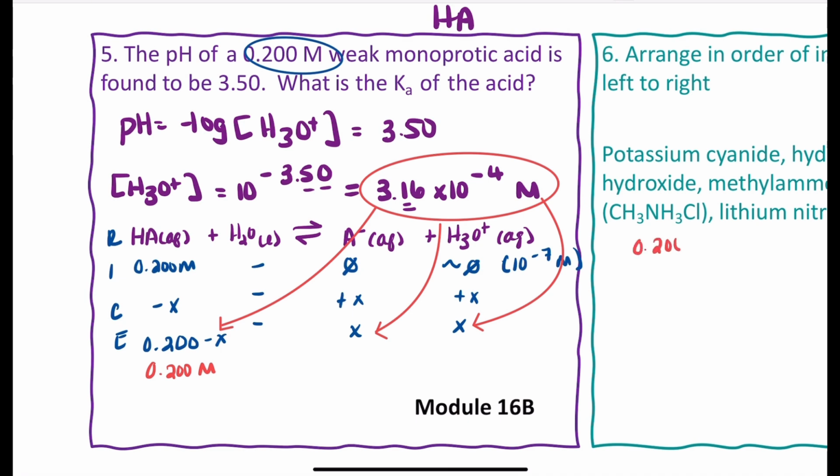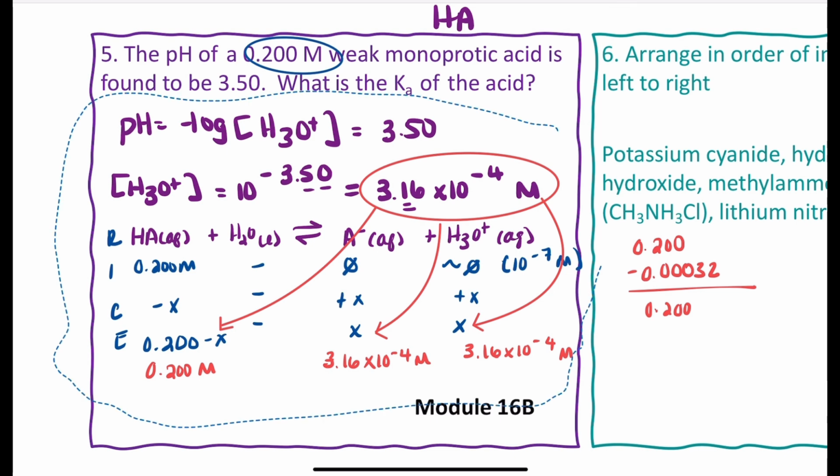Again, that's like saying 0.200 minus 0.012. I forgot a zero there. There you go. When I subtract those out, based on sig figs, I'm still going to get this value. And this value here, 3.16 times 10 to the negative 4 molar, and this value here, 3.16 times 10 to the minus 4 molar. I'm going to go ahead and shrink everything we've written so that we can write out our K expression here.